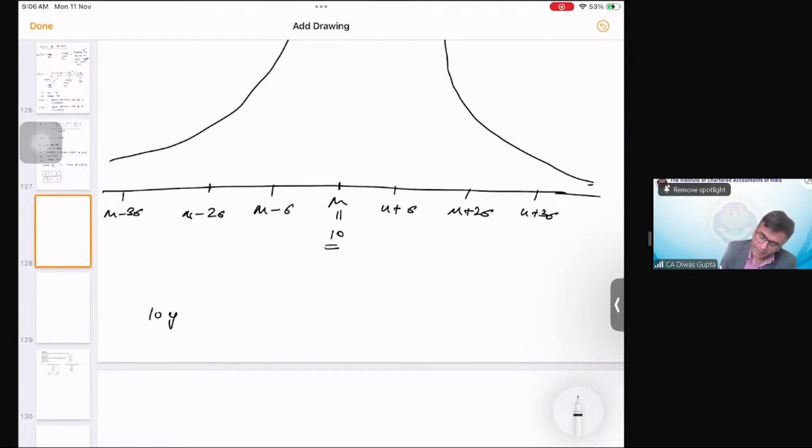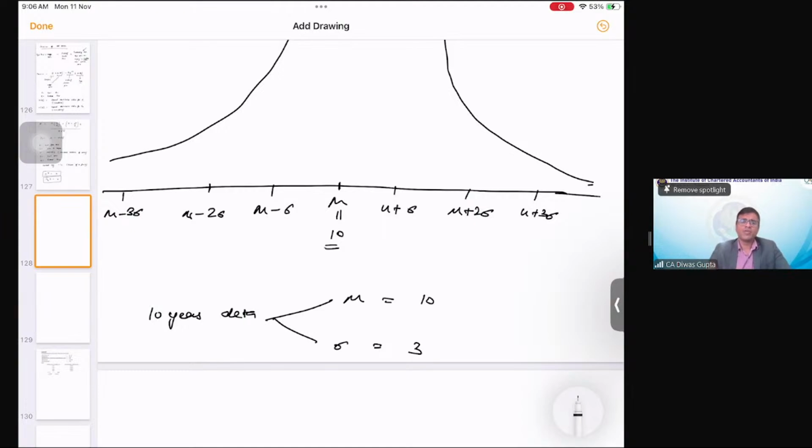Now, on the basis of that 10 years of data, you have to calculate two things. One is your mean, which is 10, and another one is the standard deviation, which is, let's say, 3. Okay, the way to calculate standard deviation would have already been discussed in your portfolio management, right? How the standard deviation is calculated.